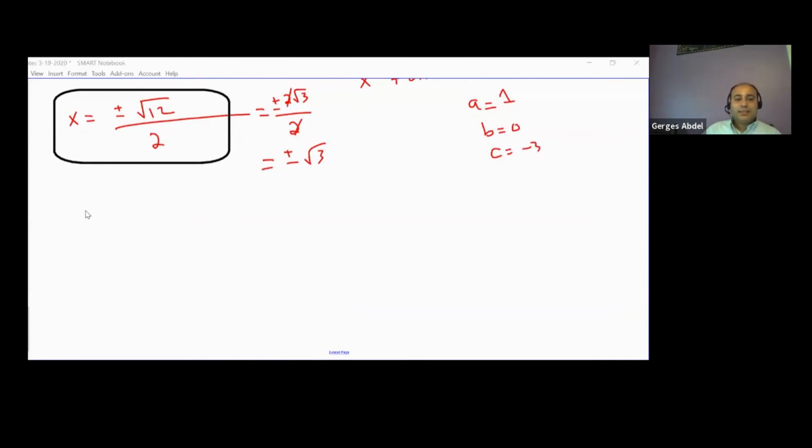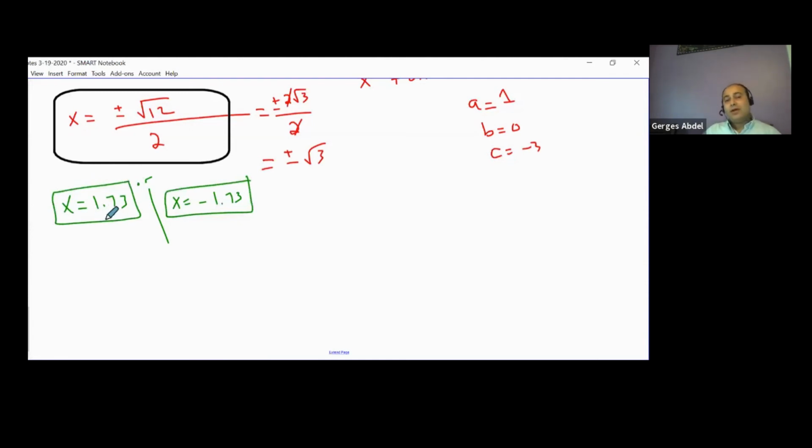So x is equal to 1.73, or x equals negative 1.73. So here you go. I got three different solutions: the 1.73, negative 1.73, and the other one that we got earlier today, which is x equals positive 2.